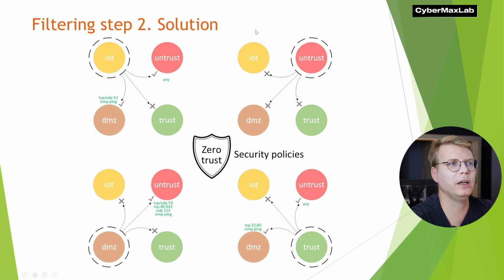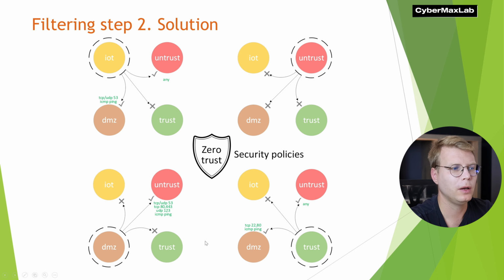Next, let's look on the right side. Untrust cannot go anywhere, right? Because we keep our untrust zone separated. No traffic can be initiated from that zone toward the internals. Let's look at the DMZ. The DMZ can go to the untrust. It needs to get the DNS information. It needs to do updates for software, right? Updates like filtering lists if you use any. But DMZ should not be able to go to IoT or trust.